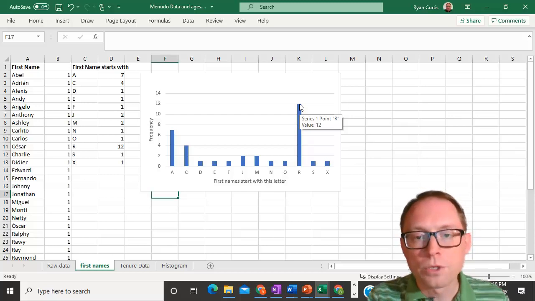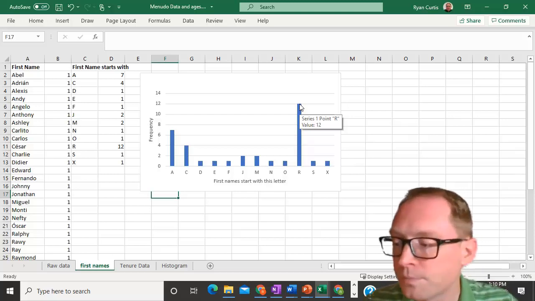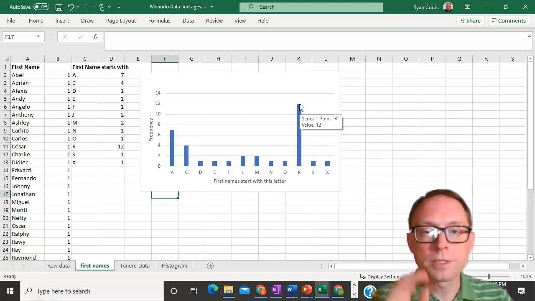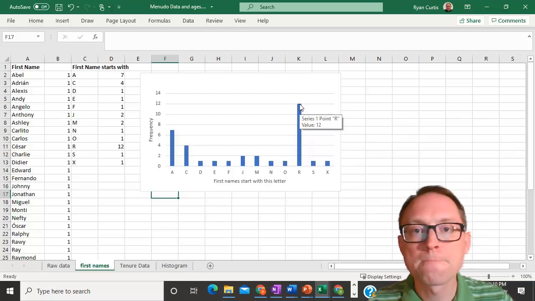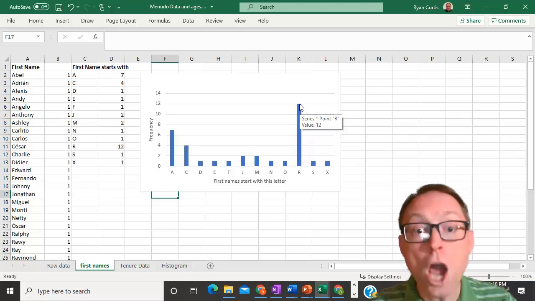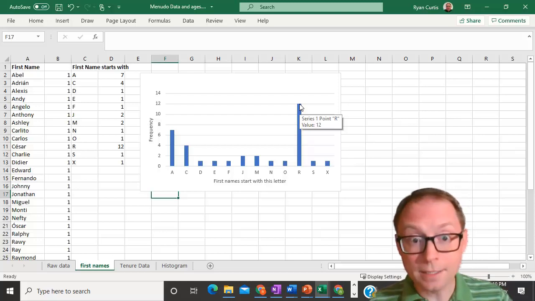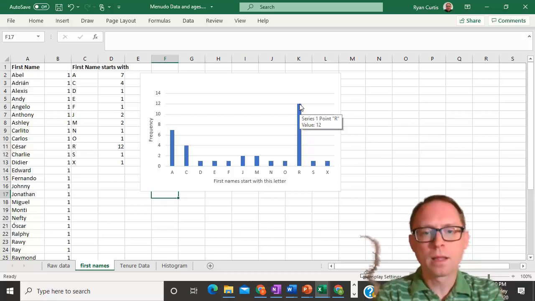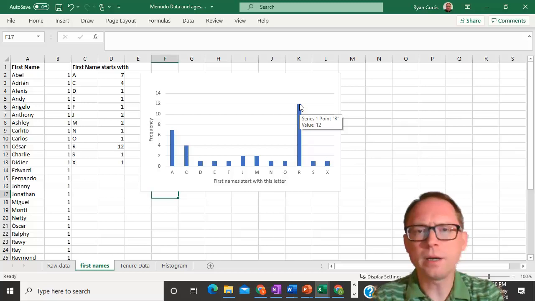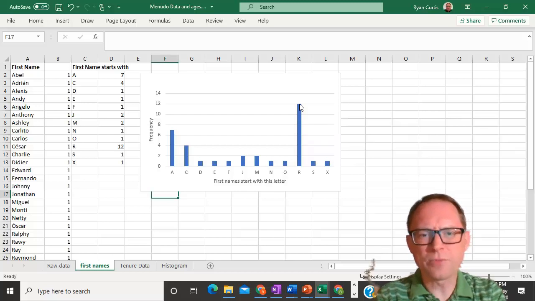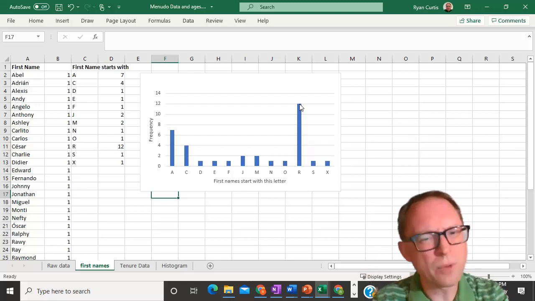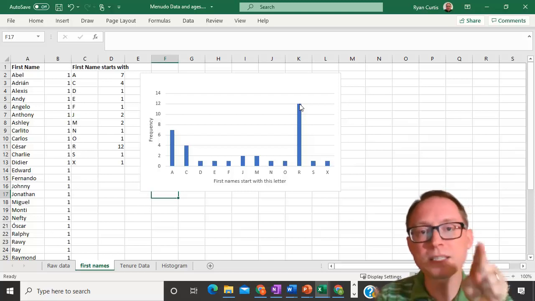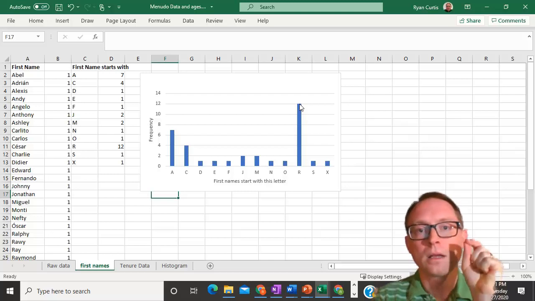So here's my question for you. Does central tendency apply in this distribution? No, it doesn't. Does it make sense to get a mean of first names that start with this letter? Would I be asking for what? The mean is J? Is that what I'm asking? That doesn't even make any sense, because these data are categorical.